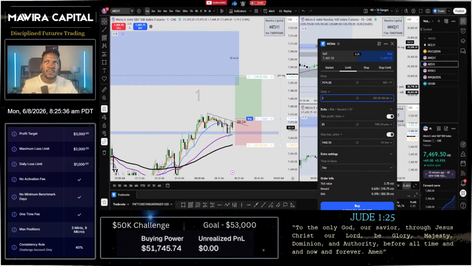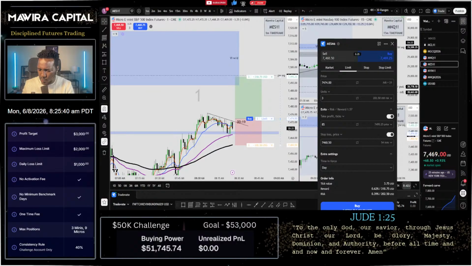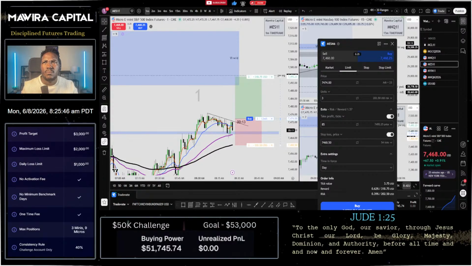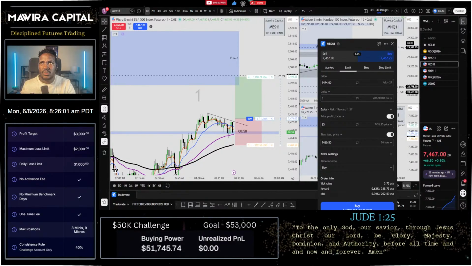Let me ask Google NQ versus ES points. So with NQ, each point is worth $20. With ES, each point is worth $50.